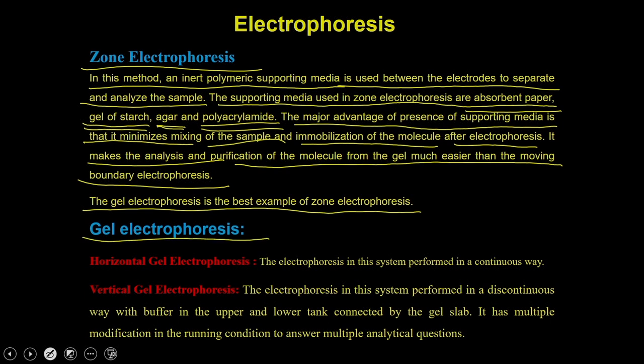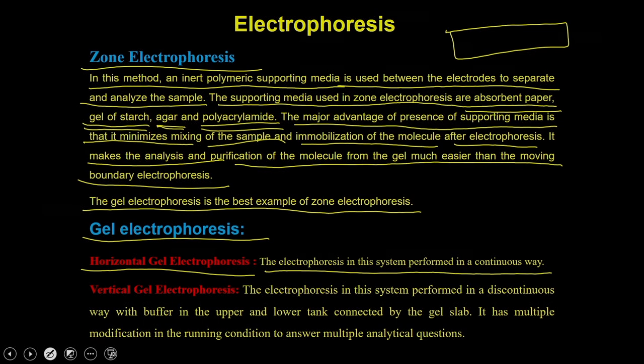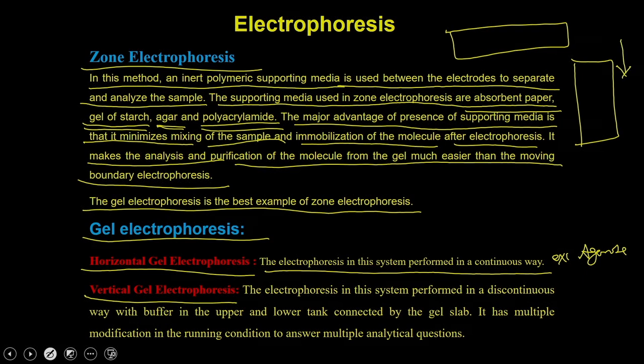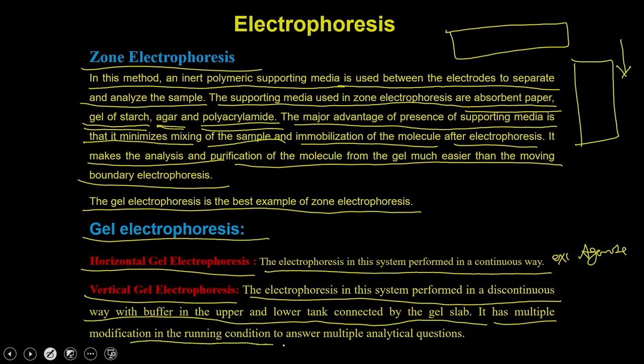Within gel electrophoresis, you have two modes in which you can perform it. One is called horizontal gel electrophoresis, which means you are performing the gel electrophoresis in the horizontal direction. The gel electrophoresis in this system is performed in a continuous way. The classical example of this is agarose gel electrophoresis. Then you have vertical gel electrophoresis, in which you perform the electrophoresis from top to bottom. The electrophoresis in this system is performed in a discontinuous way, with the buffer in the upper and lower tanks connected by the gel slab. It has multiple modifications in the running conditions to answer multiple analytical questions.